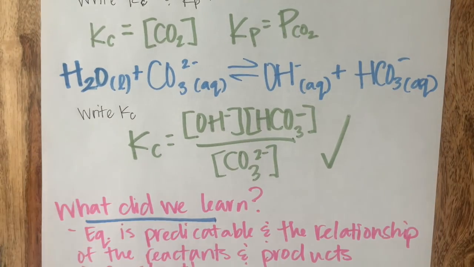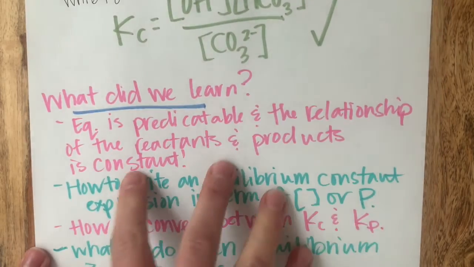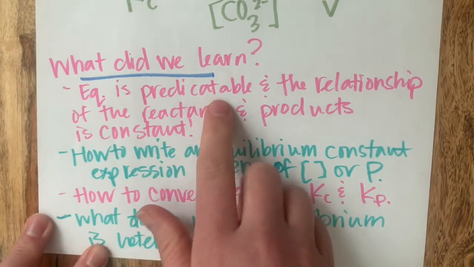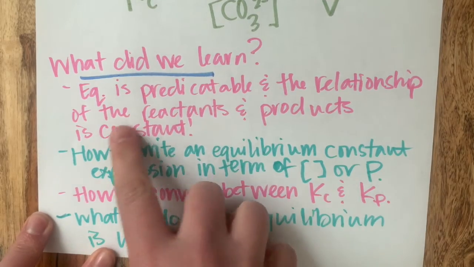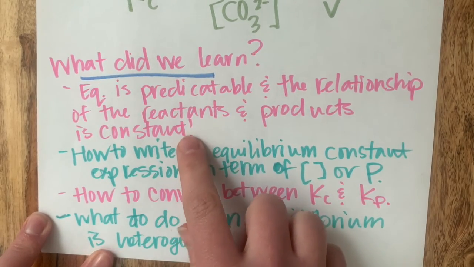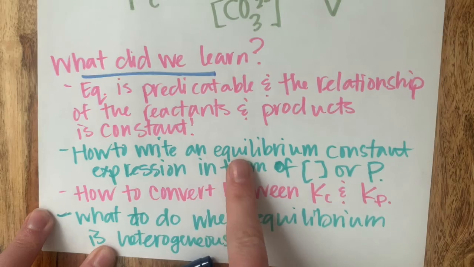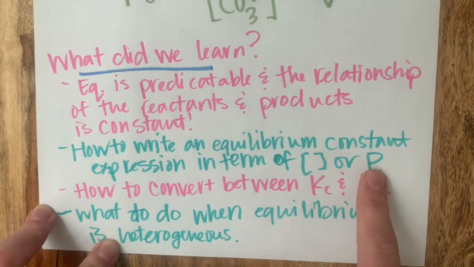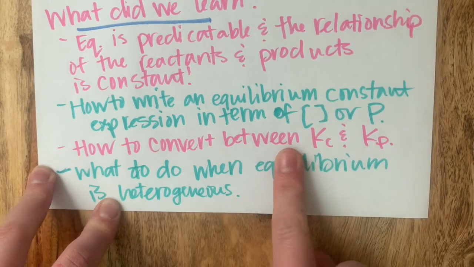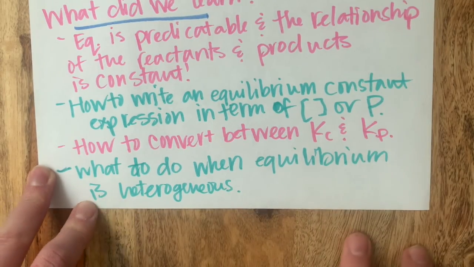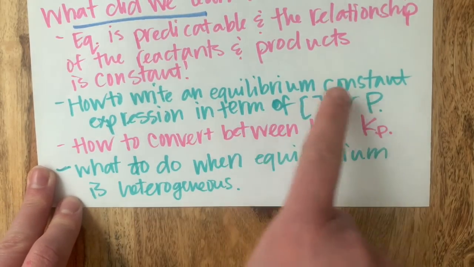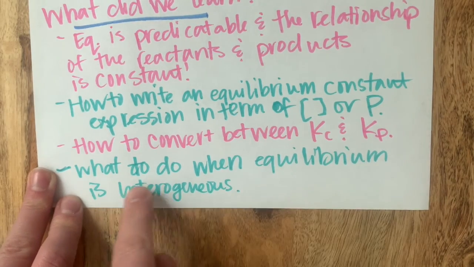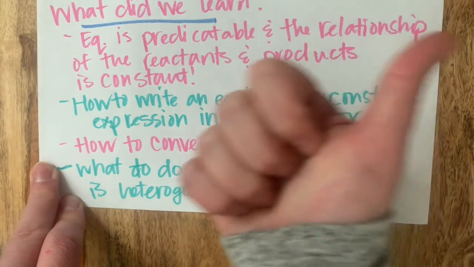Cool. So at the end of this, what did we learn? Well, hopefully we know that equilibrium is predictable and the relationship of the reactants and products is constant. You should be able to write an equilibrium constant expression in terms of concentration or pressure. You should be able to convert between Kc and Kp, and you should know how to write an equilibrium constant expression when the equilibrium is heterogeneous. Nice job.